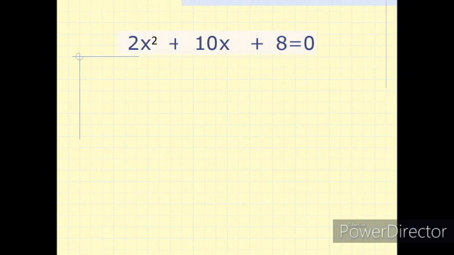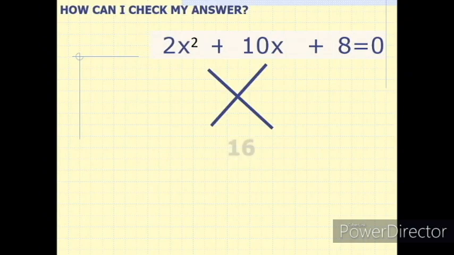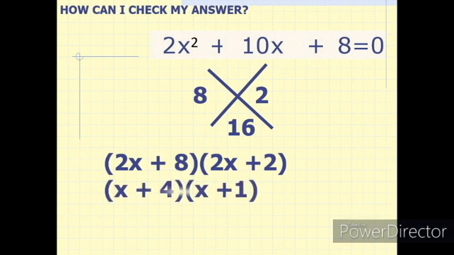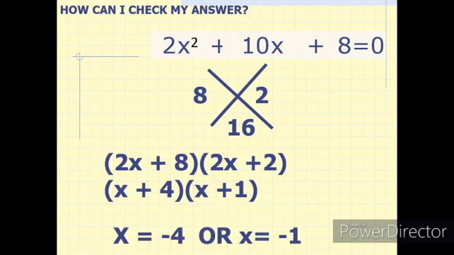Pause video. Right, the way I've told you to do it is to do 2 times 8, which is 16. Two numbers multiply to give you 16, but add to give you 10, which is 8 and 2. Remember, this is not true, this is your working out. I cancel them down. I can cancel the first one by 2 to make it x plus 4. I can cancel the second one by 2 to make it x plus 1. And I've got this.